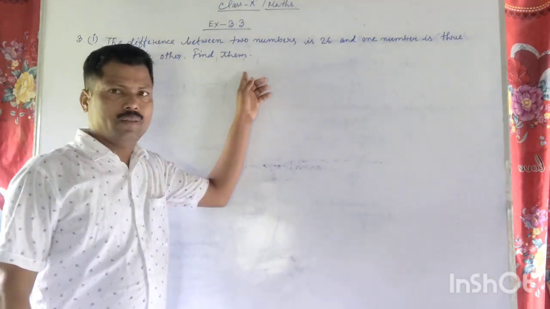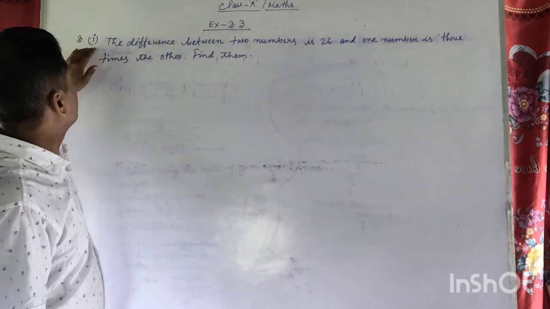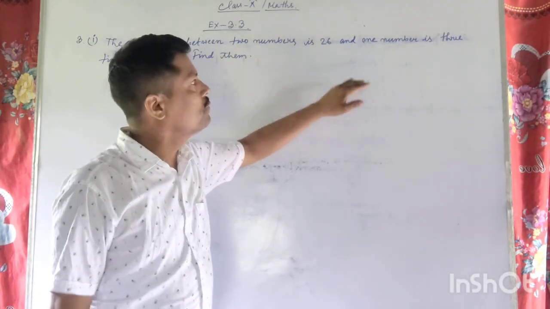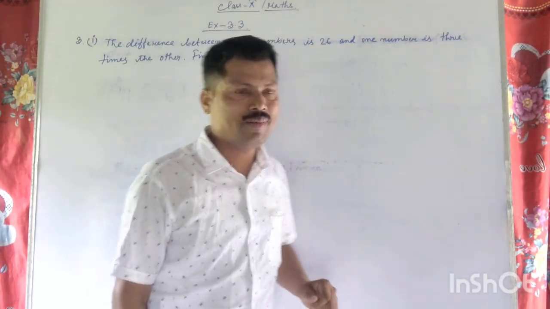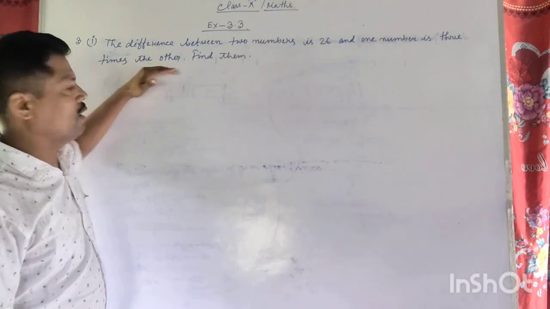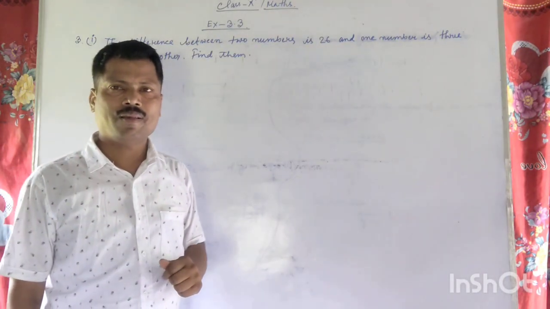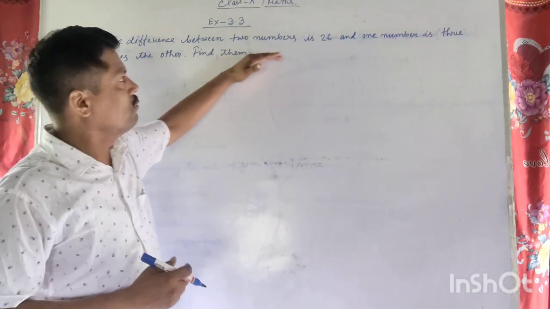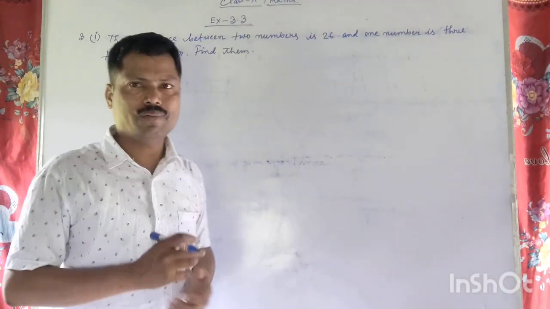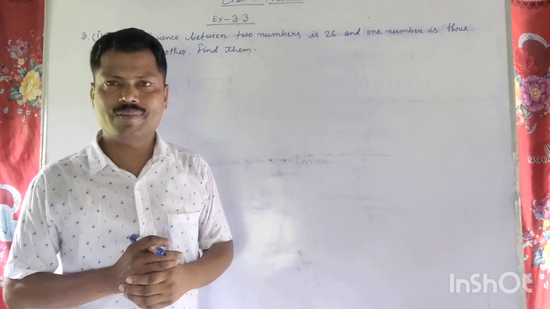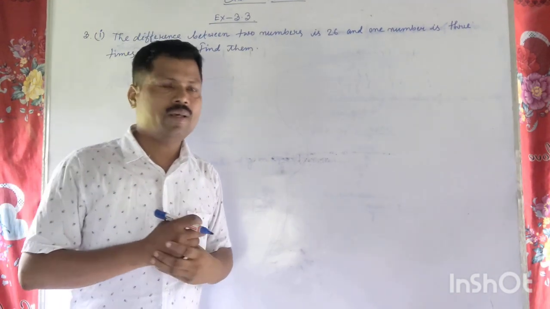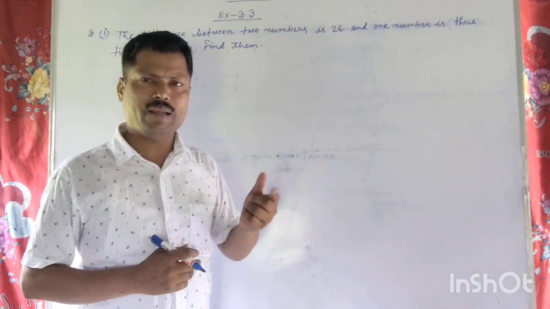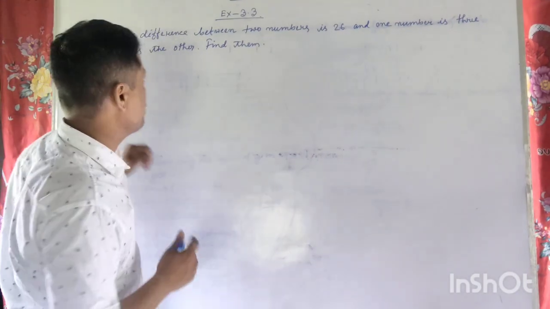In question number 3 of 1, the difference between two numbers is 26 and one number is 3 times the other. Find them. So difference means minus. So one number from another number we have to subtract, that is minus difference. So let the two numbers be. Here one number having and other number also having, so let it see solution.